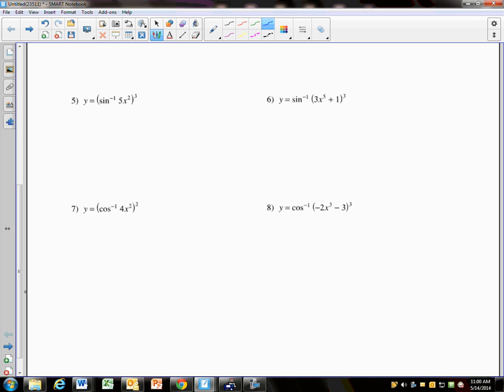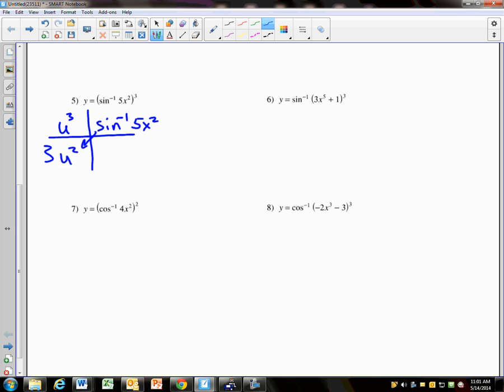Number 5's a little bit more involved. Anybody know what the outermost function is? Very good. U to the third. The inside is a double chain. Very good. Inside is sine inverse of 5x squared. What's the derivative of u to the third? 3u squared. And plug that back in.